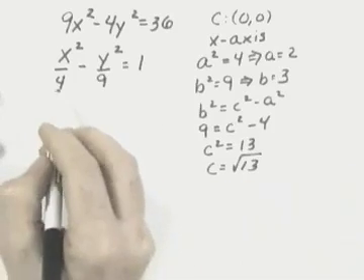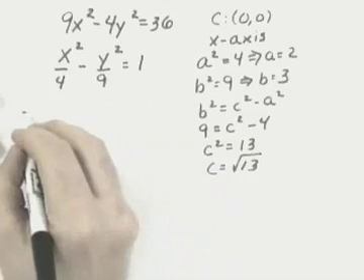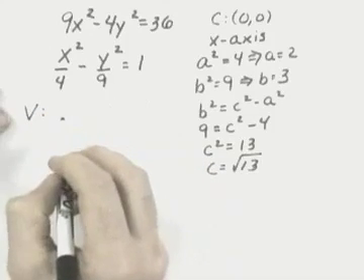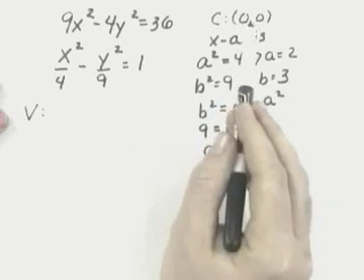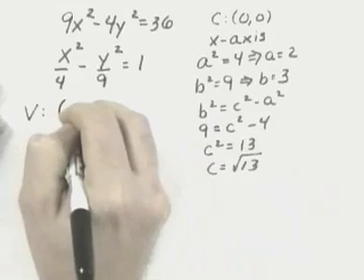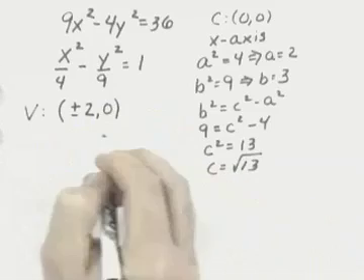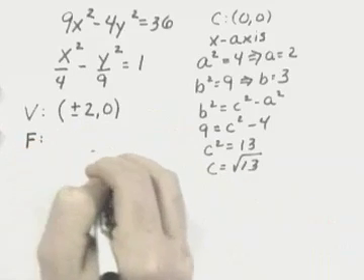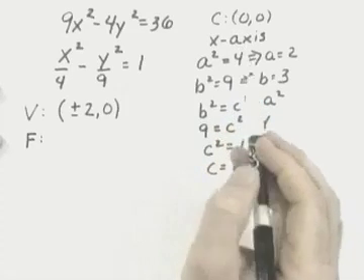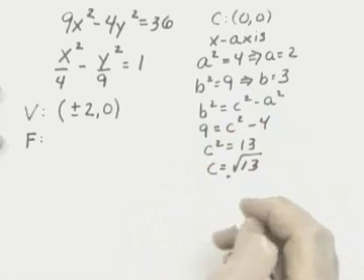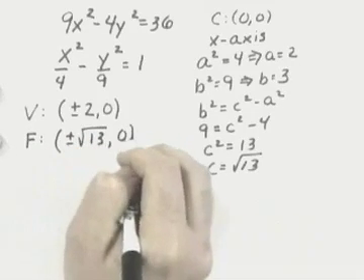Well, we know that because the transverse axis is the x-axis, the hyperbola is open to the left and open to the right. Therefore, to find the vertices, we just need to go a units left and a units right of the center. Since a is 2, our vertices are going to be located at plus or minus 2, 0. How about for the foci? Well, for the foci, because the center is the origin and the transverse axis is the x-axis, I go c units left and right of the center. So the foci are at plus or minus square root of 13, 0.